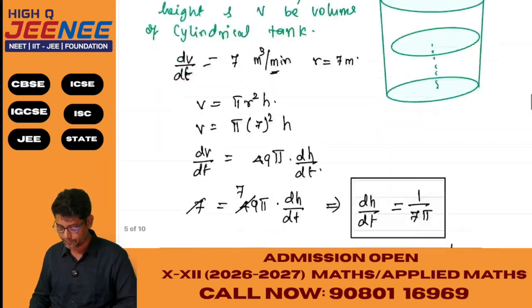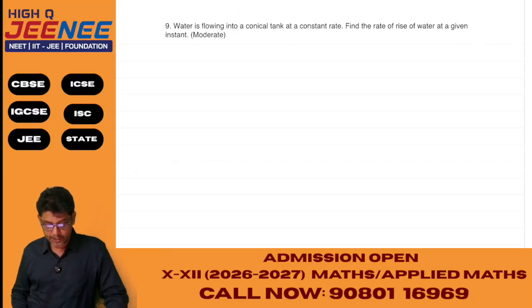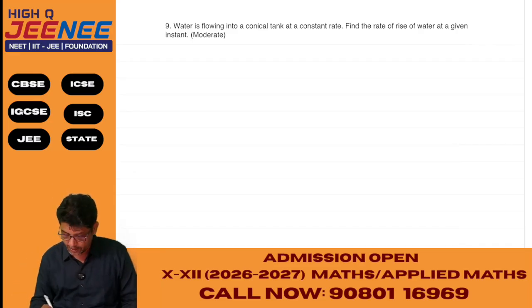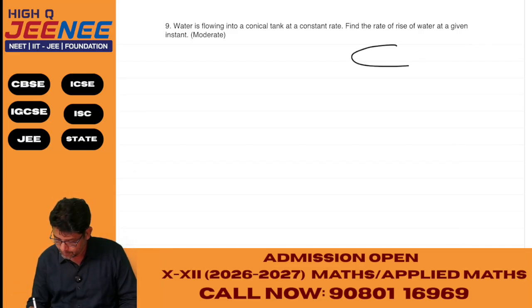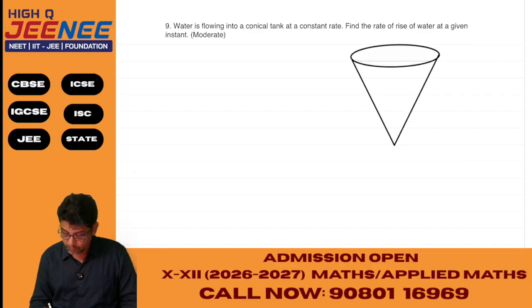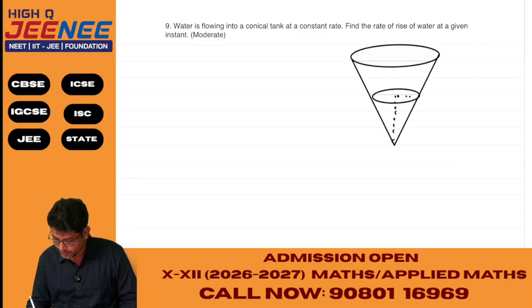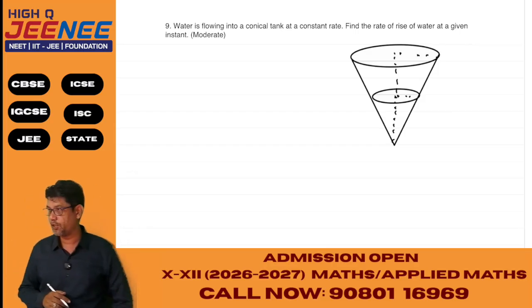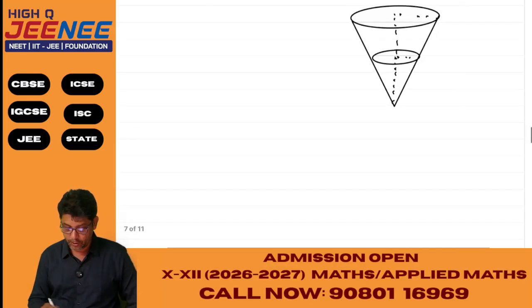Now look at this. Water is flowing into a conical tank at a constant rate. Find the rate of rise of water at a given instant. So let us take a conical tank, and the water is flowing. At a particular instant, what is the rate of rise of water? They ask you to find out this height, the total height. dh by dt, they ask you to find out. Now listen here.